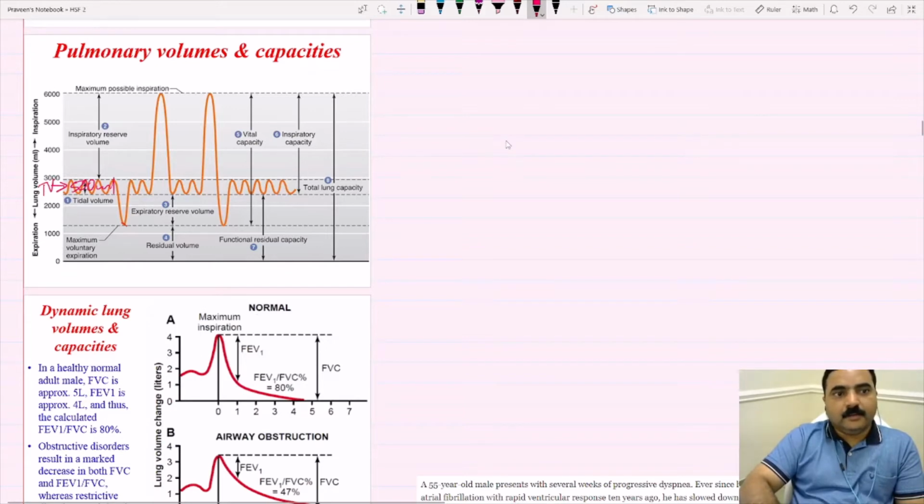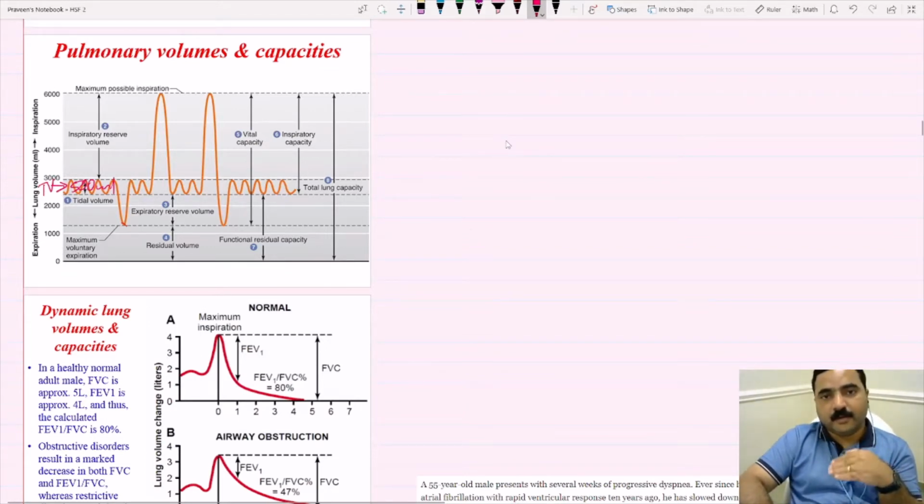500 ml. So this is the volume of air in a person who is breathing normally in or out. The volume of air that can be breathed out or breathed in during a normal inspiration or expiration is called the tidal volume.